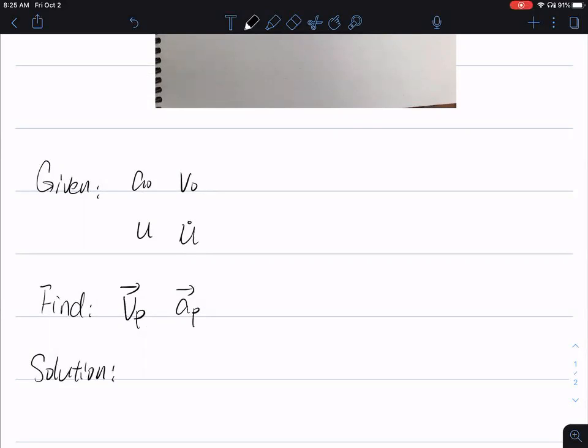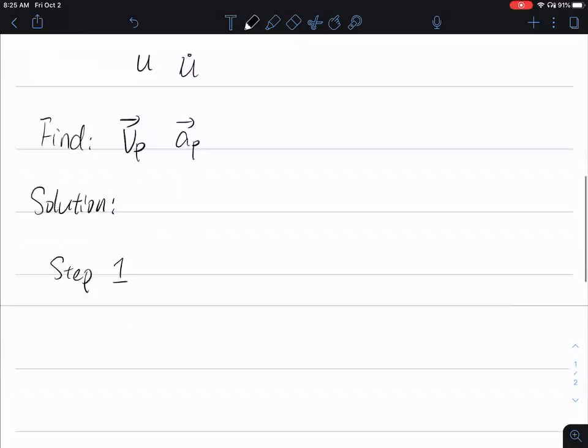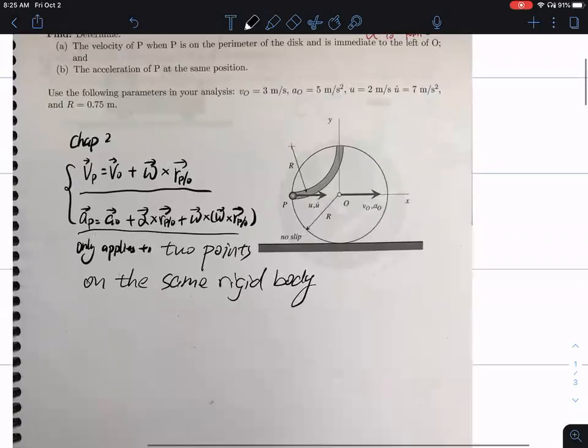Solution. Okay. Now I want you to apply the 6 steps for this problem. What's the first 2 steps? Step 1 and step 2. Look at what you did in the last example. Step 1, 2 is to find out where is your fixed coordinate system and where is the moving coordinate system, and draw that on the diagram.